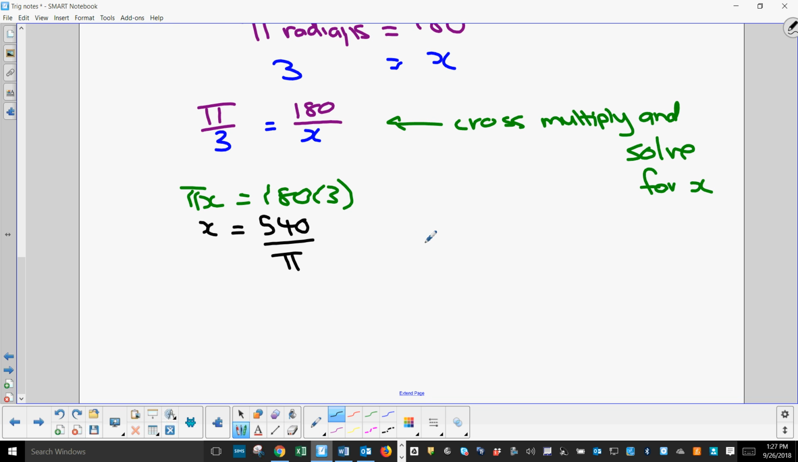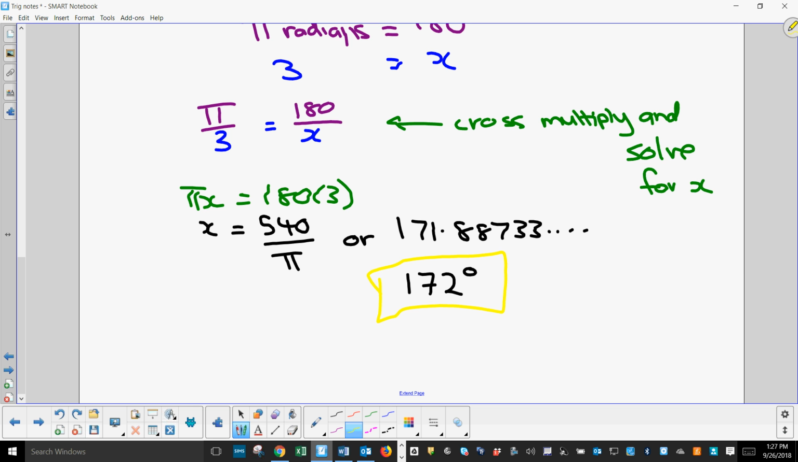So what is 540 divided by pi? 171.86733, and so on. That's 172 degrees. If it was non-calculator, I would have just left it as 540 over pi degrees. So assume that one was with calculator.